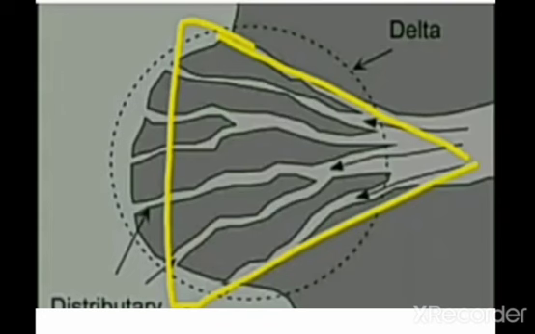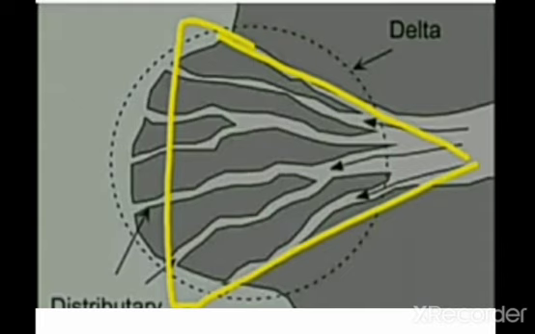First we should know what a delta is. Okay children, see the picture carefully. What is a delta? A triangle shaped area where a river divides into several smaller rivers or streams before flowing into the sea. That is called a delta.